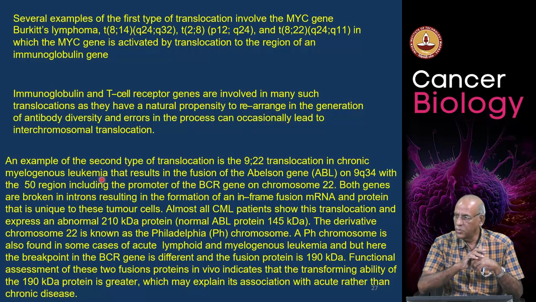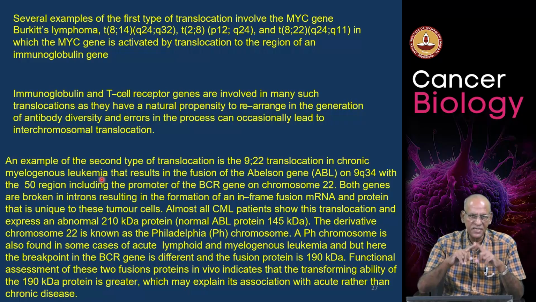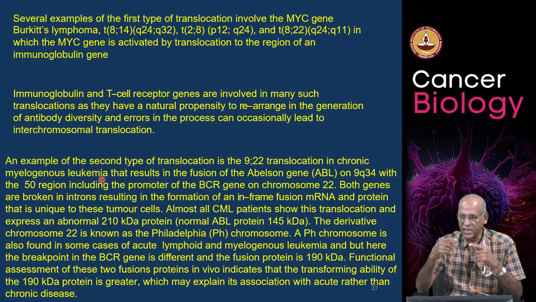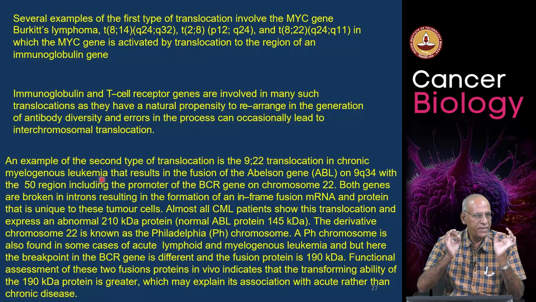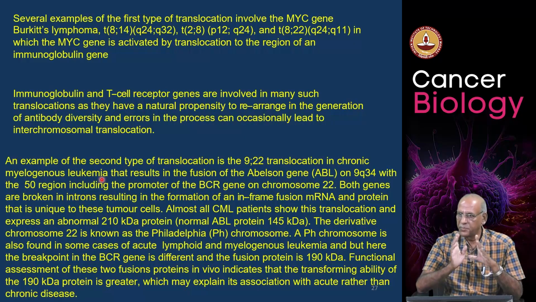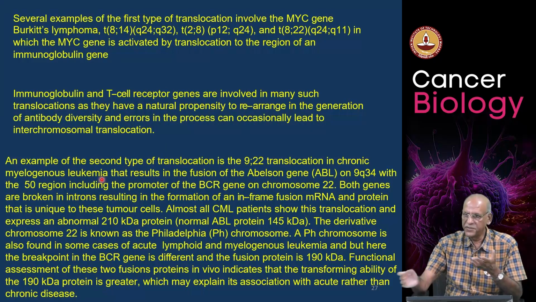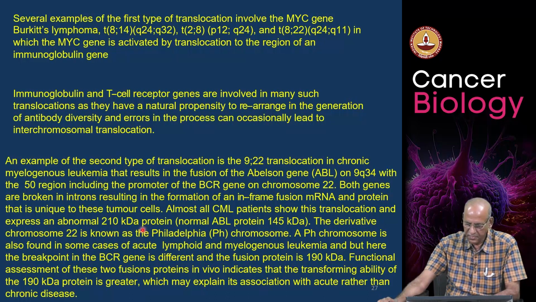On chromosome 9q34, with the 5' region, including the promoter of the BCR, that is called the breakpoint cluster region, on chromosome 22. So, what happens is, the exchange happens, the details we will study later also. Exchange happens between chromosome 9 and 22 and that results in a fusion protein called BCR-ABL. The fusion protein is called BCR-ABL. It is a tyrosine kinase, and before fusion it will be 210 kilodalton, whereas after fusion it will be something like 190 kilodalton.